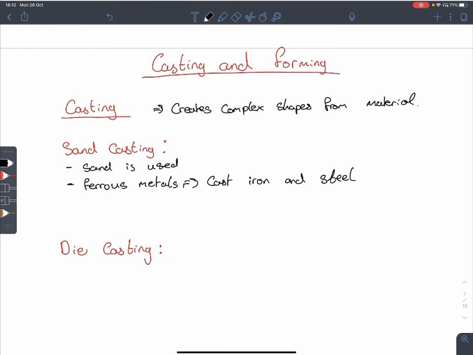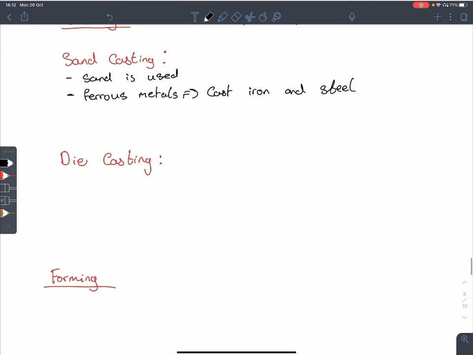This is because the steel and iron have a very high melting temperature and the metal molds would melt. So the die casting obviously is made of steel dies. So this is made of steel. So this would be used for non-ferrous metals.